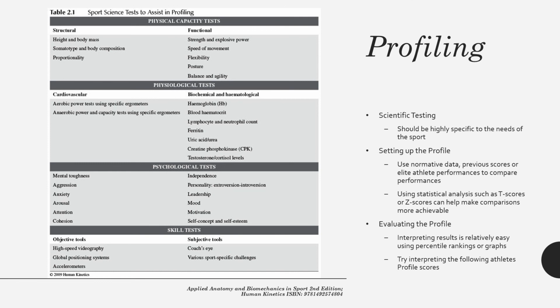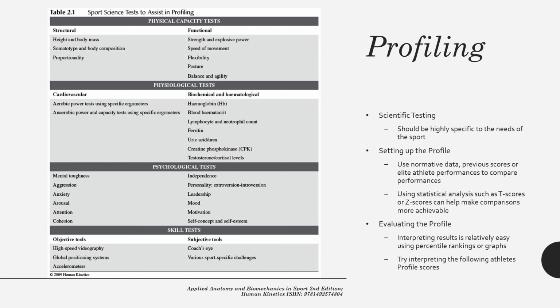Then going down to a physiological test, I probably want to know about their aerobic power, their VO2 max, probably want to know their hemoglobin, how much oxygen they can carry in their blood. Runners need to be very mentally tough, so I may want to test that under a psychological test. And then a skills test, maybe I'll use Coach's Eye and we'll talk about their running form. That would be an example of a good scientific test for a runner.